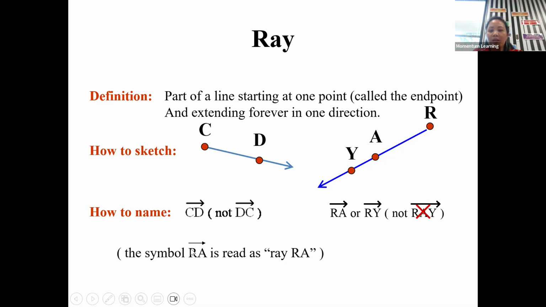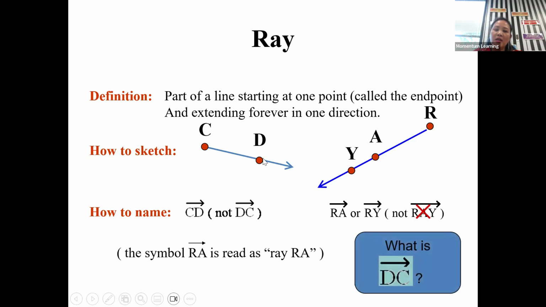So make sure you are careful with the symbols. So let's look at this figure right here. What is ray DC? Like I said before, if it's ray DC, then it means it's heading toward the other way.